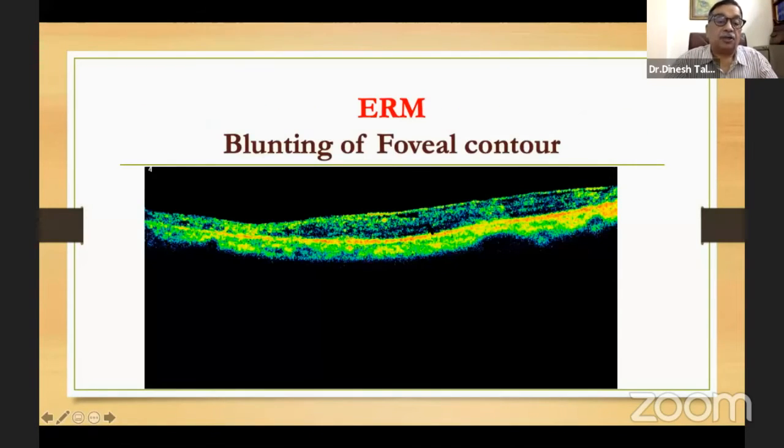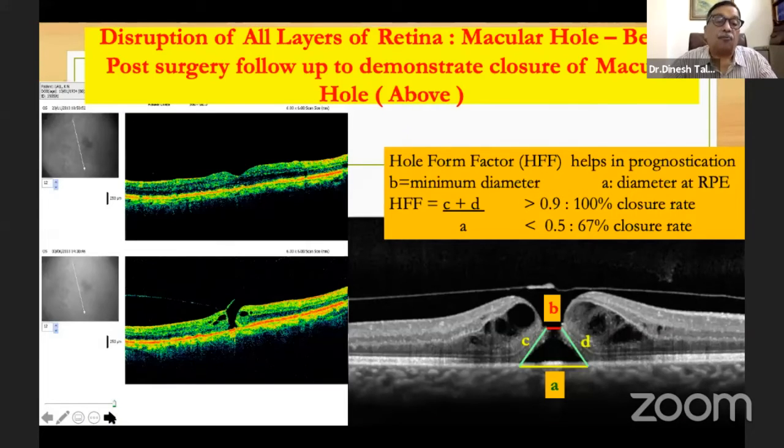So let's see other things which can happen. Now, a blunting of the foveal contour in this OCT is because of a membrane here, an epiretinal membrane, which Purnima also showed you. And if it is causing vision loss, you consider it for treatment. Now you see this, there was a complete discontinuity. This is a macular hole, and this is post-treatment. You find the macular hole has resolved.